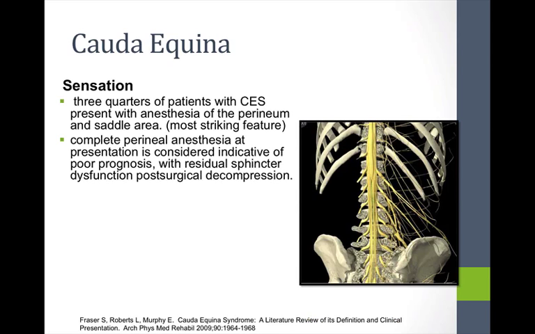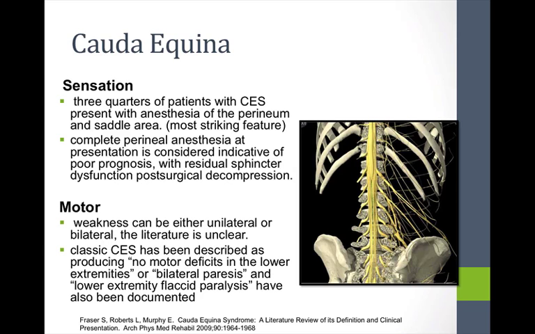With regards to sensation, three-quarters of patients with cauda equina syndrome present with anesthesia of the perineum and saddle area. This is the most striking feature. Complete perineal anesthesia at presentation is considered indicative of a poor prognosis, with residual sphincter dysfunction post-surgical decompression. Motor weakness can be either unilateral or bilateral. The literature appears unclear. Classic cauda equina syndrome has been described in the literature as producing no motor deficits in the lower extremities, or bilateral paresis and lower extremity flaccid paralysis have also been documented.